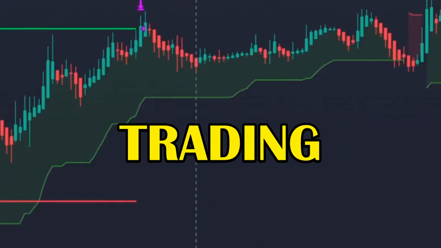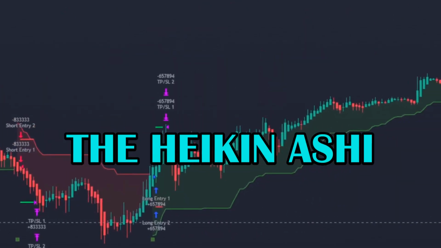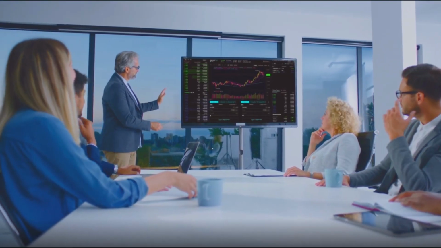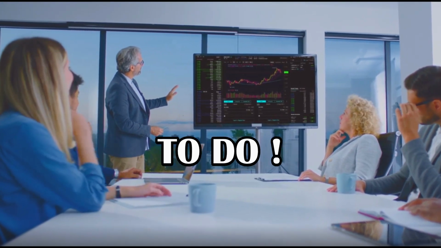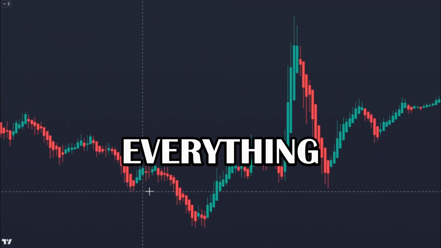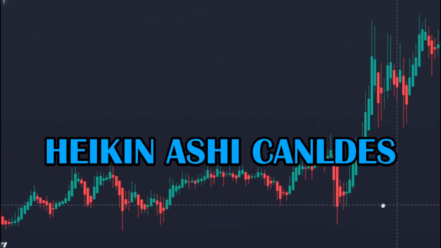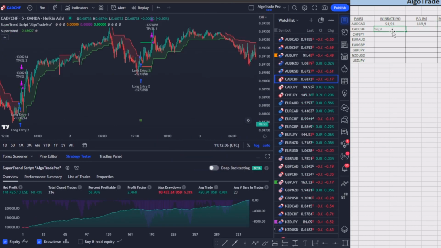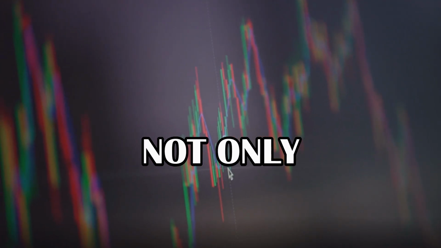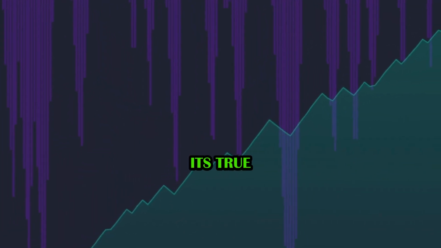Today, I'm going to test the efficiency of a scalping trading strategy that uses the Heikin Ashi candles chart, which is something that many of you have asked me to do. I will show you everything you need to know about the Heikin Ashi candles and all the real and proven results of a backtest, not only with 100 positions, but with over 2000 trades. So stay tuned if you want to discover its true efficiency. Let's go!